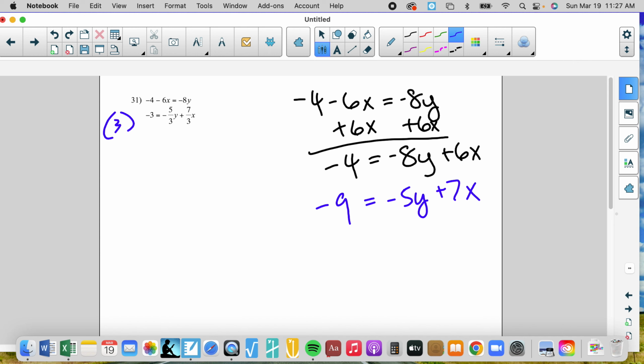So now I have to choose which variable I want to cancel. Do I want to cancel the y's or the x's? It doesn't matter, because my y's are both negative and my x's are both positive, so I'm going to have to do some major manipulating. Let's pick the y's. Let's get rid of the y's. So they need to be opposite of each other.